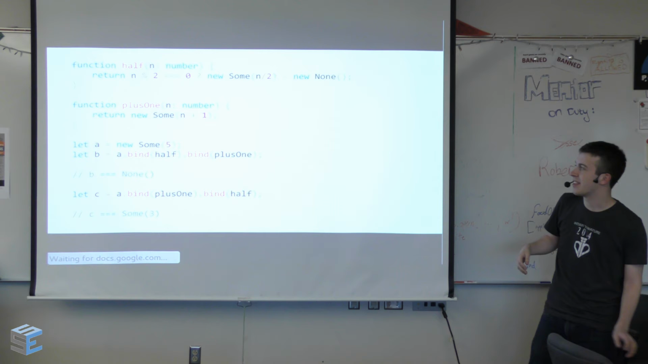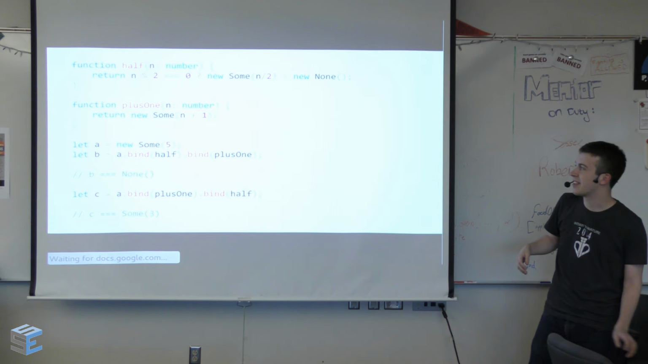And we also have this plus 1 here. What plus 1 does is it just adds 1. Pretty simple. So now we can start binding like we did before. Again, not that exciting. But we'll see here that when we bind half first and then bind plus 1, no error is thrown, despite plus 1 not being able to be called.